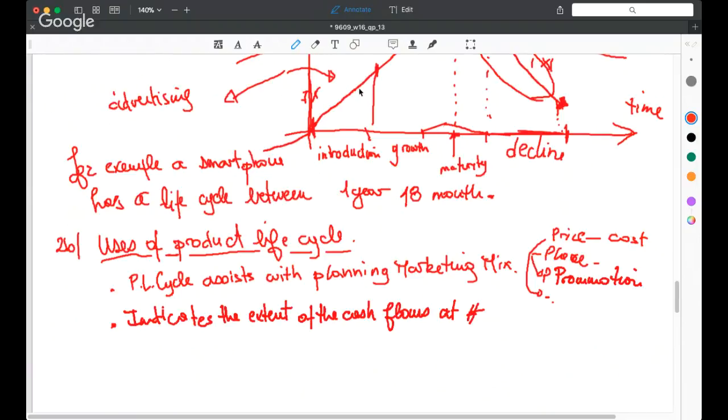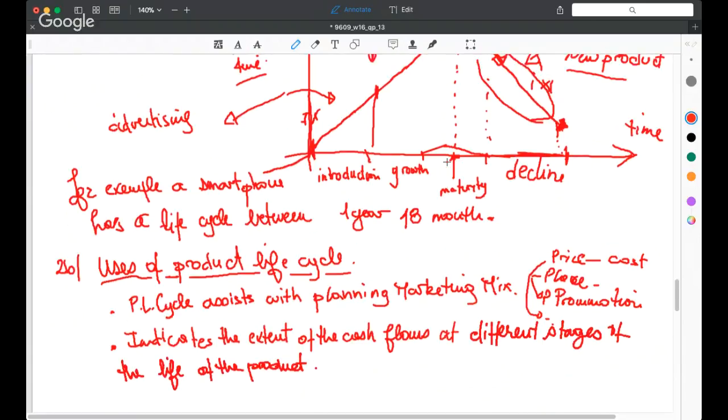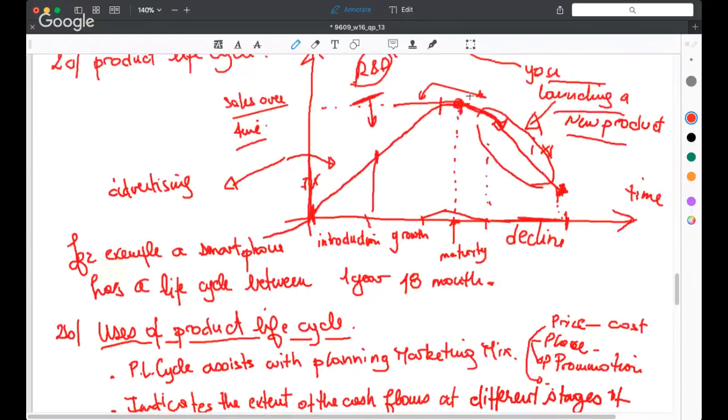Sorry for the bad writing, I will write it correctly. At different stages of the life of the product. Okay. At introduction stage, it will be negative. At maturity stage, it will be most positive, like we've seen in this part. At maturity, you will sell most of it, and once you see that the sales are stabilizing for a certain period of time, then you expect the decline of the sales within months, so you need to launch the new product.